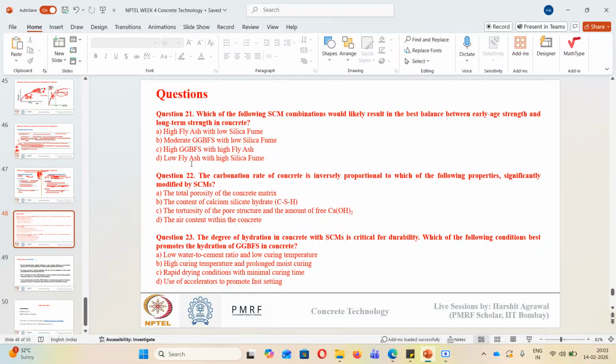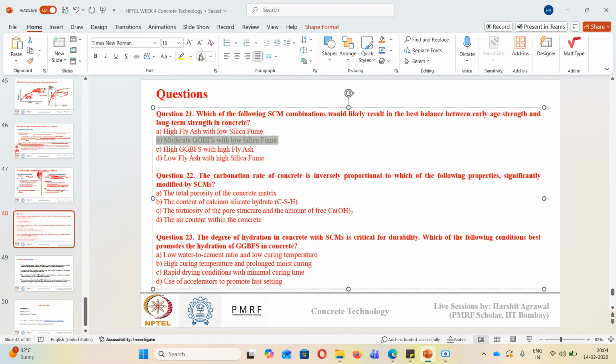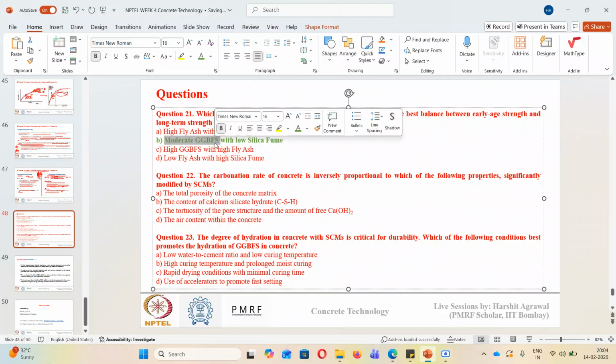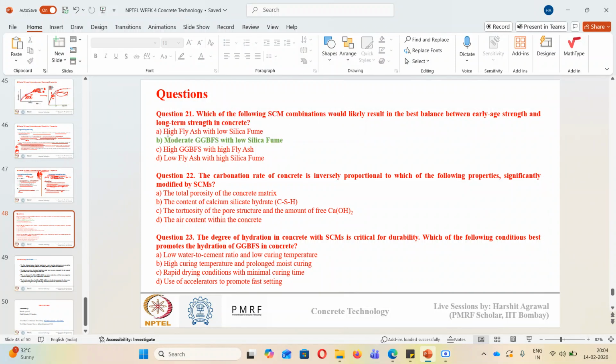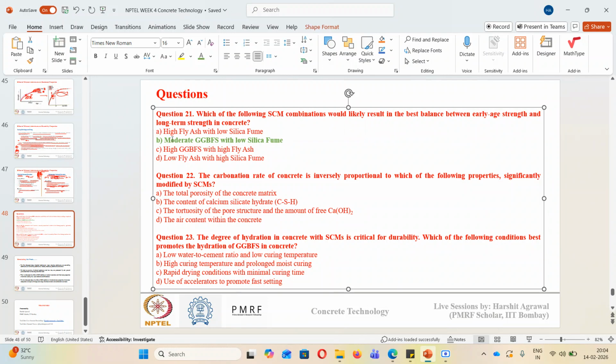So the correct answer for this will be B. Moderate GGBFS with low silica fume. Silica fume will contribute to early strength, and GGBFS will also contribute a little to early strength, and GGBFS contributes to later strength also. So that's why the correct answer will be B. A can also be correct, B can also be correct. Both can be correct.